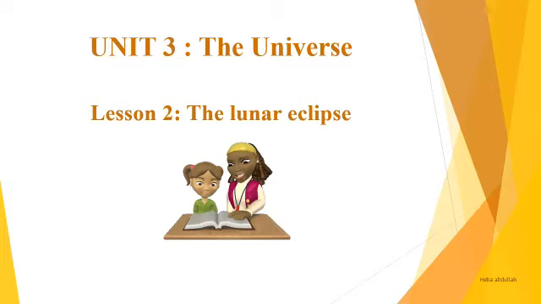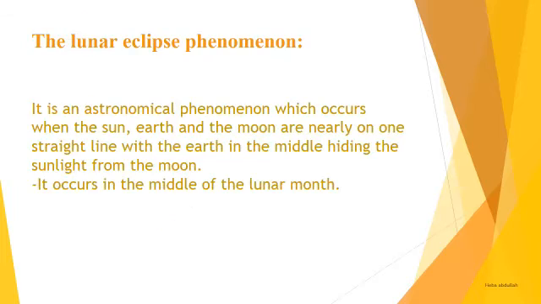Unit 3, The Universe. Lesson 2, The Lunar Eclipse. A lunar eclipse occurs when Earth blocks some or all of the sunlight from reaching the moon. This cosmic event only takes place during the full moon, which happens every 29.5 days.